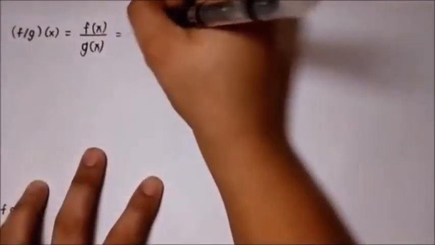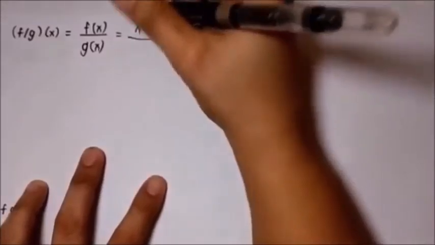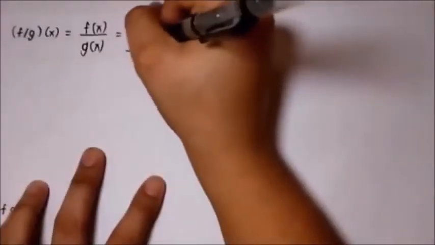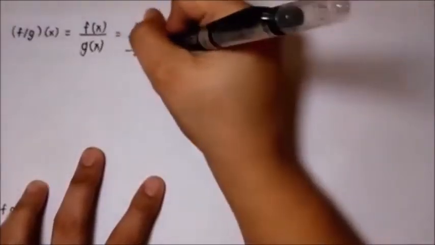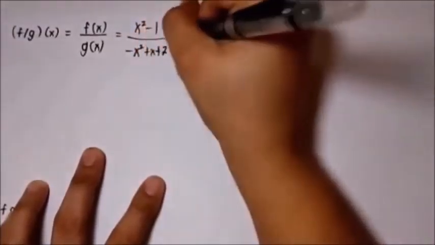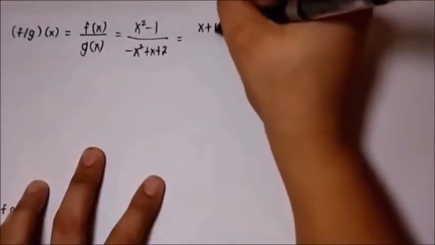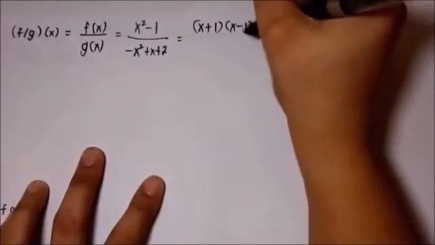Okay? So f of x over g of x. So what would be the value? X squared minus 1 over negative x squared plus x plus 2. We can factor out x squared minus 1. So by x plus 1 and x minus 1.